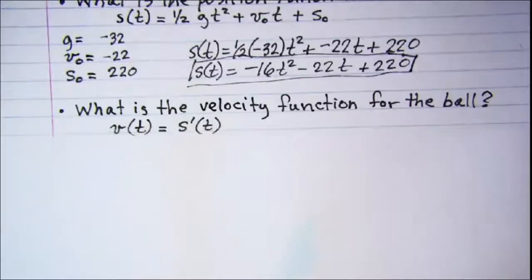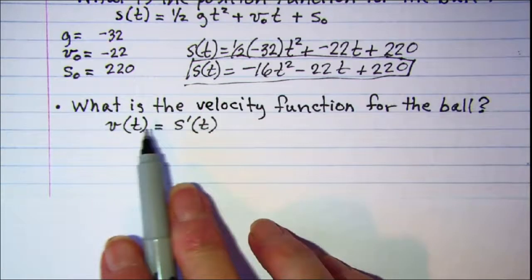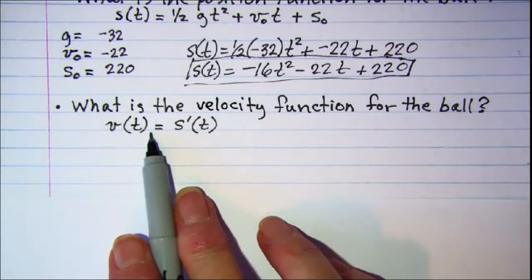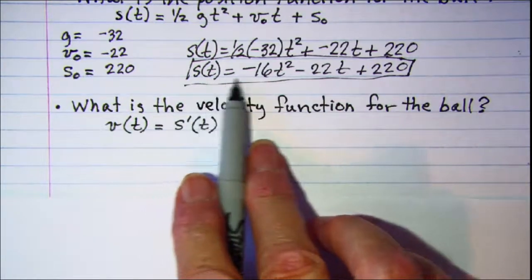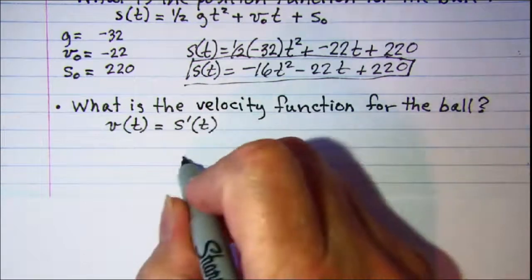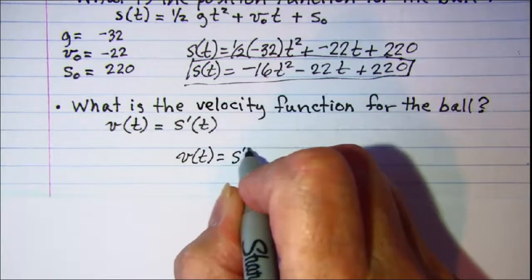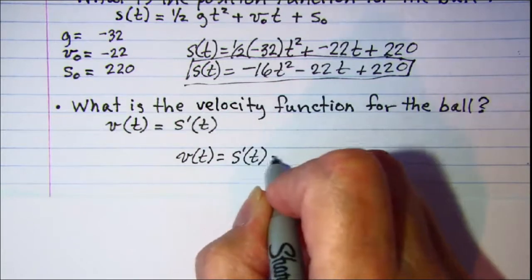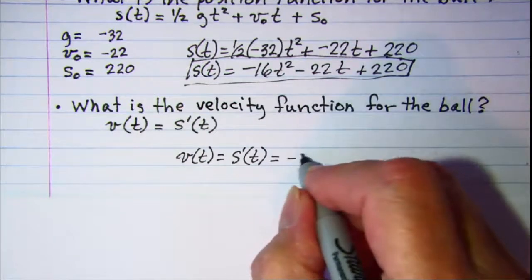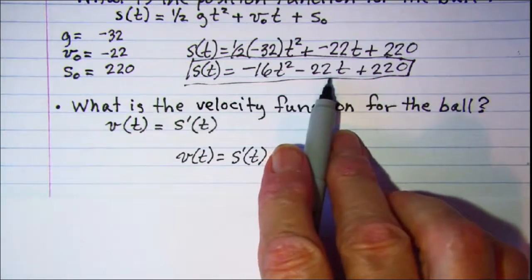Our next question is, what is the velocity function for the ball? Remember that velocity is the derivative of position. So we need the derivative of this position function. We'll just use the power rule. Our velocity is the derivative, which is a negative 32t minus 22.